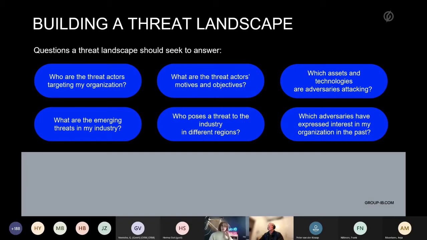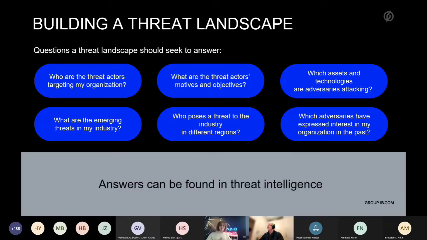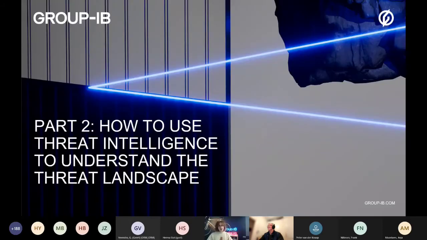And finally, which adversaries have expressed interest in my organization in the past? This might be, on the dark web, who's been talking about my organization, who's been discussing it on threat actor channels. And the answers, conveniently, can be found in threat intelligence. Now, I'll explain how to use threat intelligence and how to understand your threat landscape and the value it can provide.